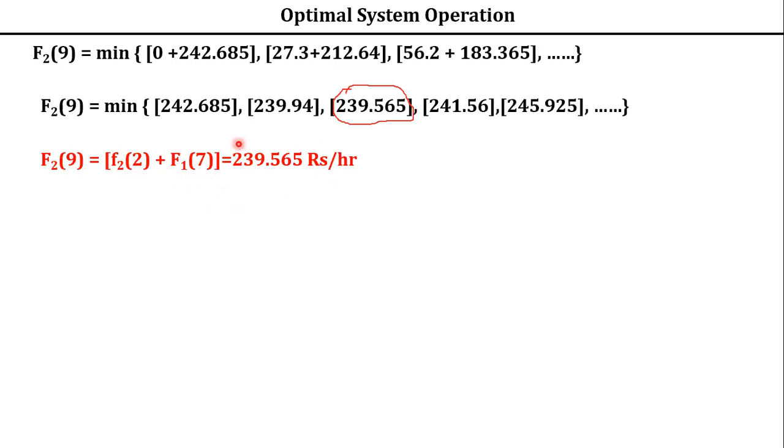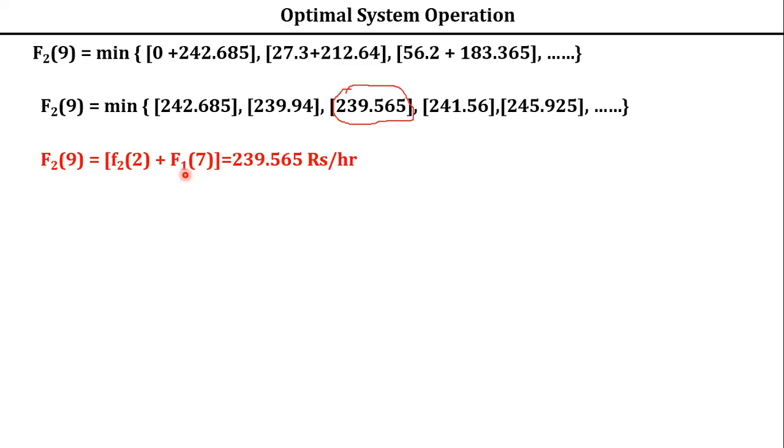So how are you going to read this? 2 megawatt will be generated by the second unit. 7 megawatt will be generated by the first unit. This is the meaning of this one. Understood? So what is the economical solution you are getting? 2 megawatt is assigned to unit 2, 7 megawatt is assigned to unit 1. Clear? So this is what you have to say.